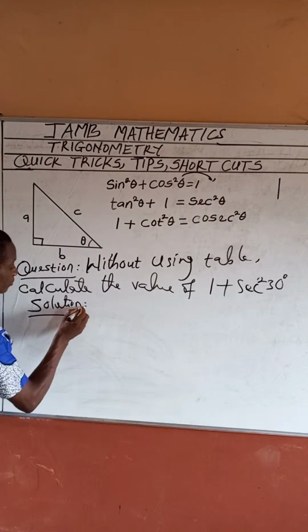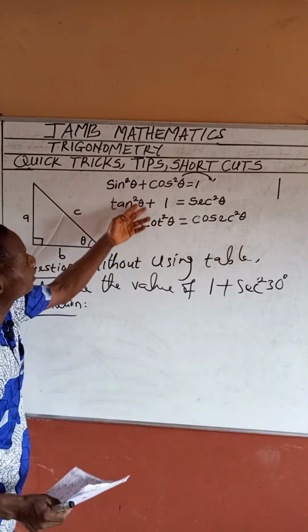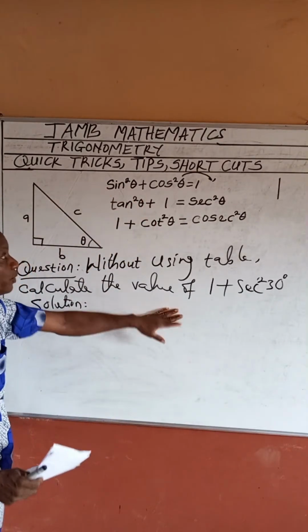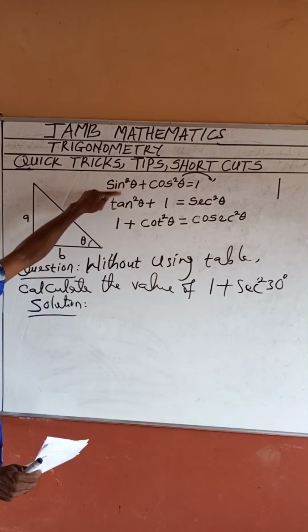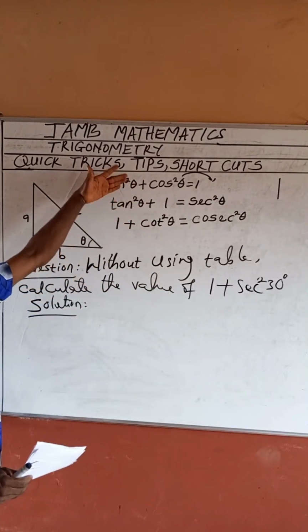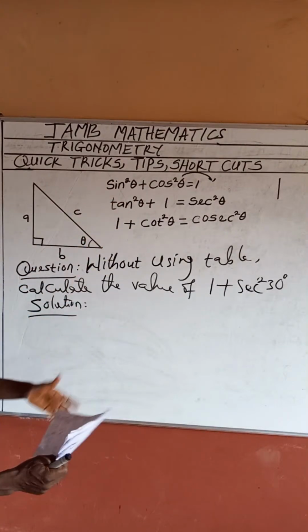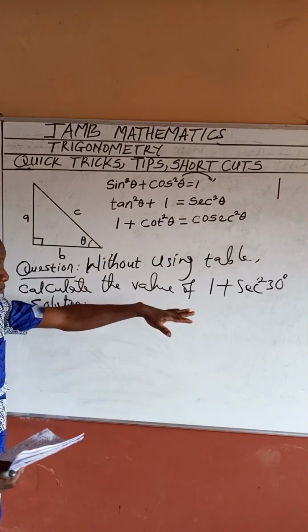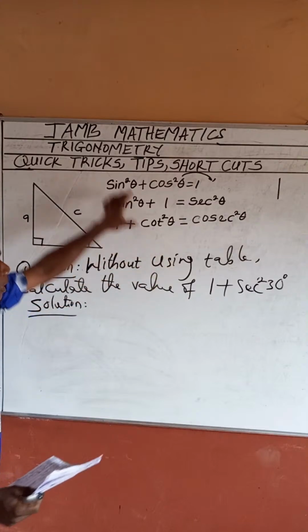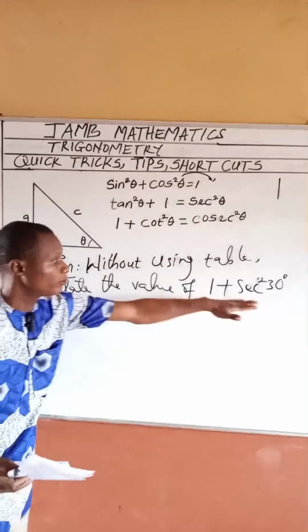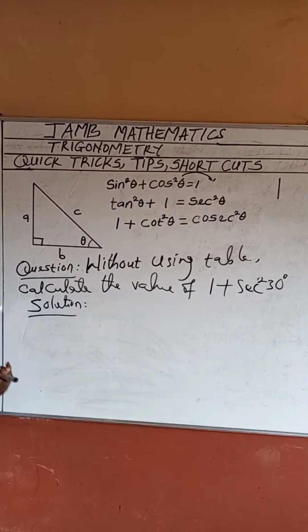Always use this identity. These are the identities we are going to use to solve any of this. So make sure you learn these three. These three came from here. I'm going to explain how we got it later; right now I want us to just learn how to use them to solve problems like this.